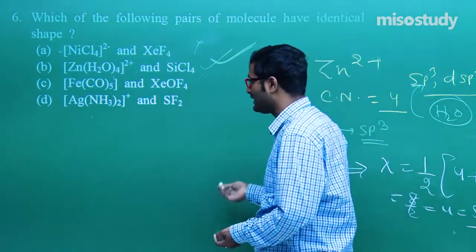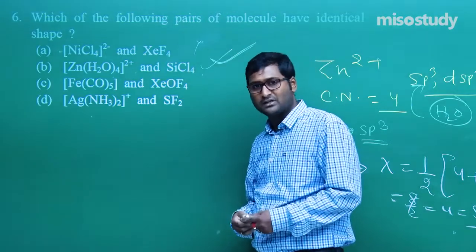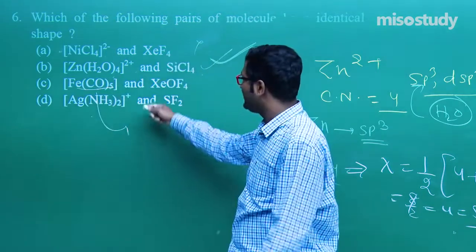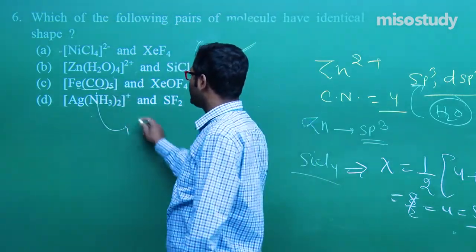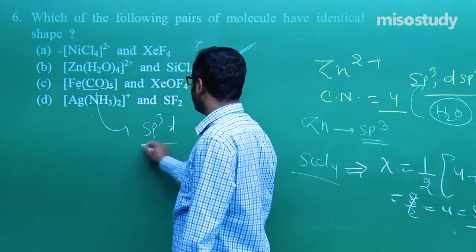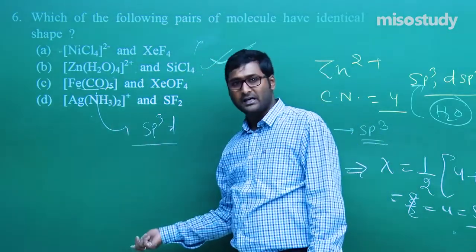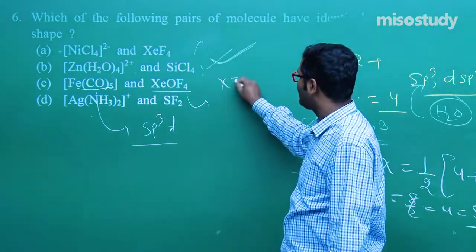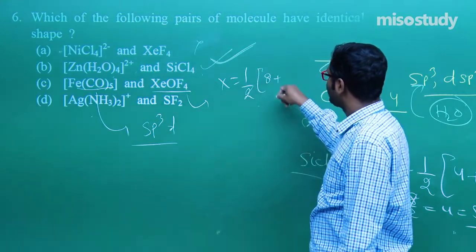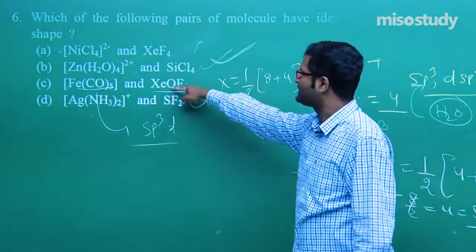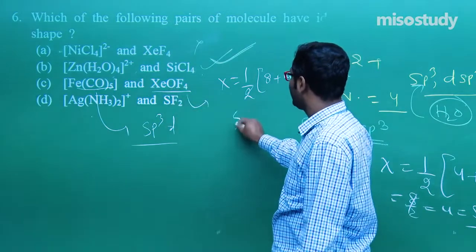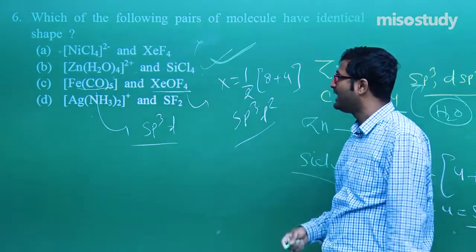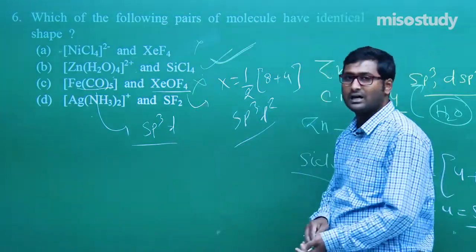We do not need to check the other options, but if I check them, you can easily solve. Again, if I talk about Fe(CO)5, then definitely it has hybridization sp3d, because the coordination number is 5. Now if I talk about XeOF4, check it out. X is equal to 1 by 2 of 8 plus the monovalent atoms 4. Oxygen is divalent, so we will not count it among the monovalent atoms. Again the hybridization is sp3d2. One is sp3d, the second one is sp3d2. So this is also not a correct option.